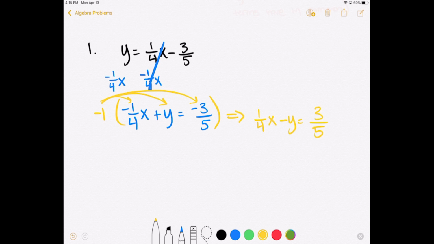When we were in class, I told you just change all the signs. It means the same thing. If you multiply by a negative, that's just changing all the signs.